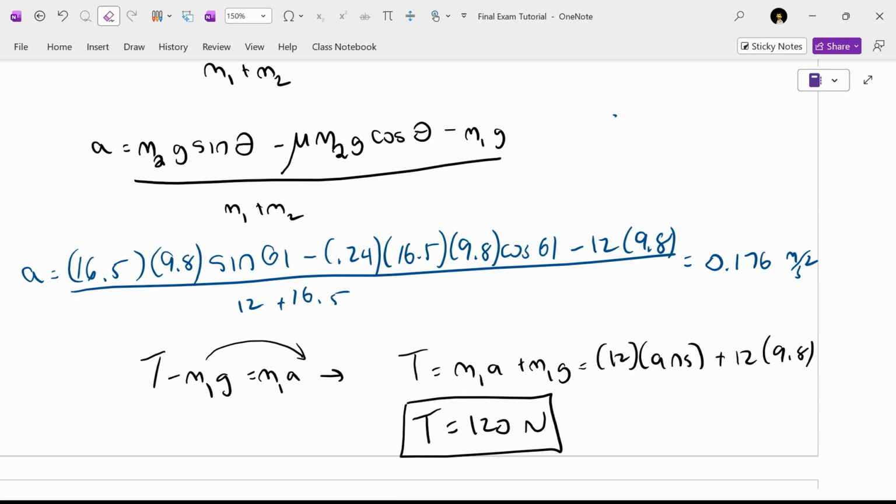So one question I may give you is an Atwood machine with a ramp, or I may give you a ramp and have you do something with it. I'll wait a little bit, people are still writing. Okay, is that okay?